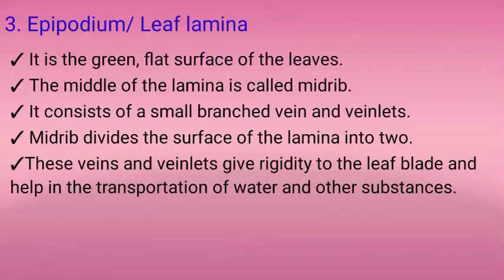The middle of the leaf lamina is called midrib. It consists of small branched veins and veinlets. Midrib divides the surface of the lamina into two. These veins and veinlets give rigidity to the leaf blade and help in the transportation of water and other substances. Veins are the parts of the leaf which contain vascular bundles.